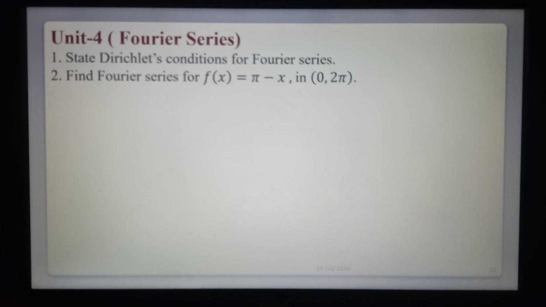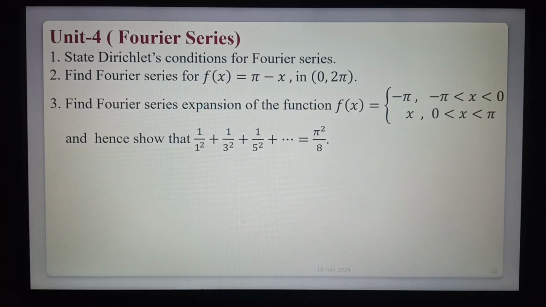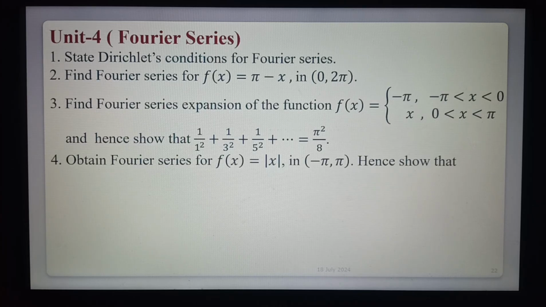And find Fourier series for f of x is equal to 5 minus x in the interval 0, 2, 5. And find Fourier series expansion of the function f of x is equal to minus 5x in the interval minus 5, 5. This is also a very important question. And the maximum questions are not long questions. Okay, now this is also an important question. And next one, obtain Fourier series for mod x. Mod x is also a very important question in the interval minus 5 to 5. Hence, show that 1 plus 1 by 3 square plus 1 by 5 square plus up to so on is pi square by 8. Okay?